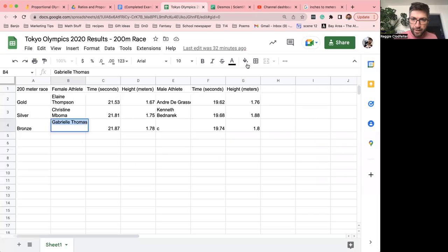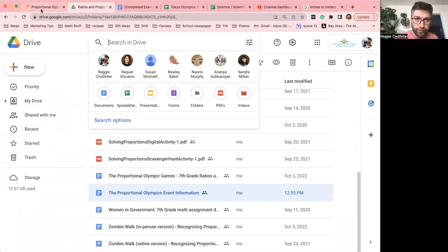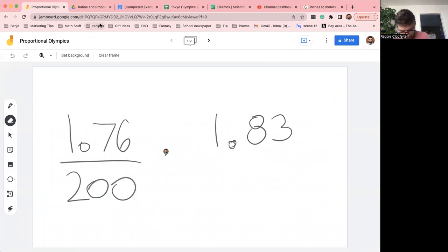And then I'm going to go to my results and find my fastest competitor. For me, it's Andre. They have the lowest time, and they're 1.76 meters. My ratio will be their height, 1.76, to your event distance. For me, that's 200. So that's my ratio, 1.76 over 200, and it's going to equal your height over x, just like we've done.